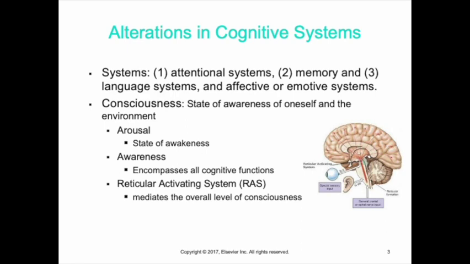We also need to think about the reticular activating system, which is called the RAS, and this is a diffuse network of nerve pathways in the brainstem which connect our spinal cord to our cerebrum and our cerebellum, and it mediates the overall level of consciousness.